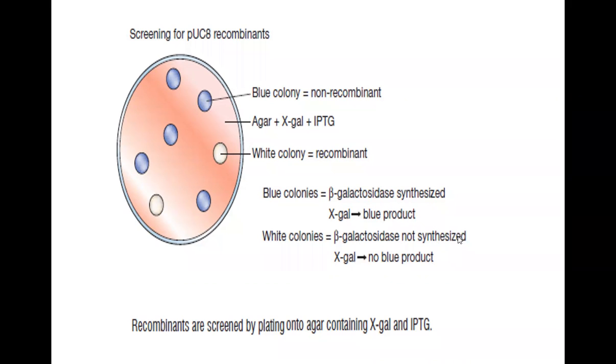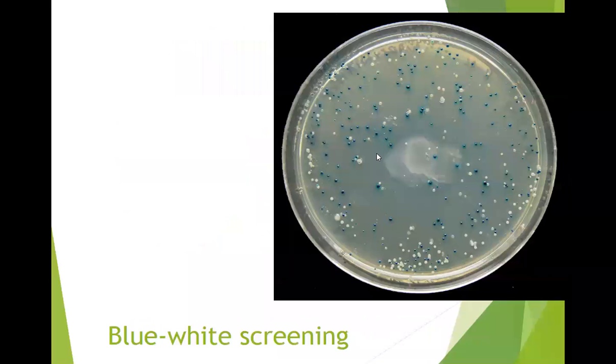When there is no beta-galactosidase, there is no conversion of X-gal into blue product. So such colonies will appear as white colonies. White colonies indicate the cells containing the recombinant plasmid. So this is how, when we do this experiment, the white colonies and blue colonies appear on the plate. These are the techniques which we use for the selection of recombinants.